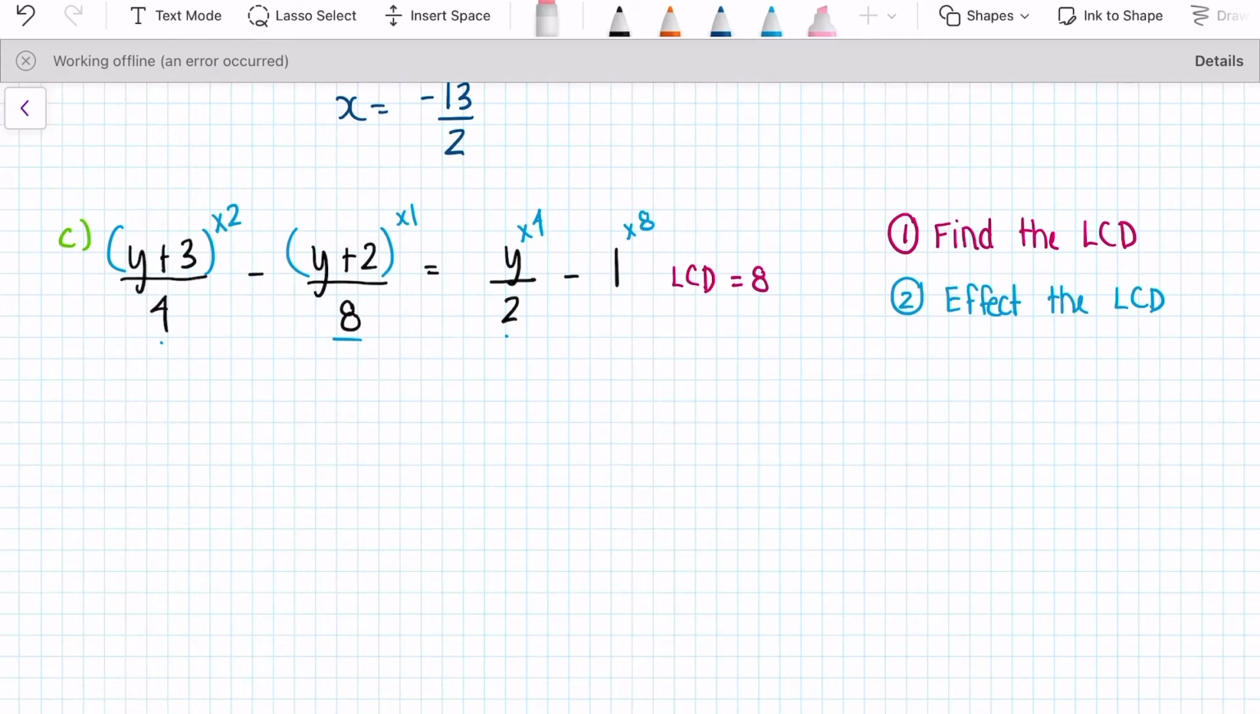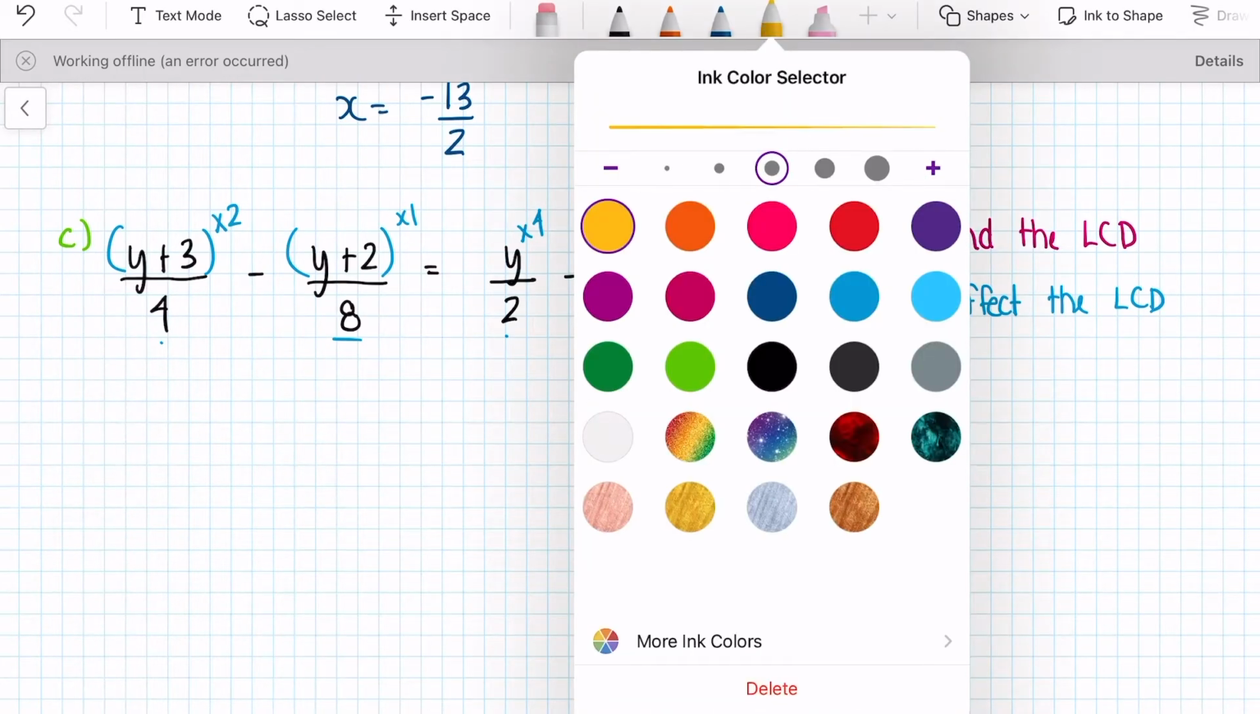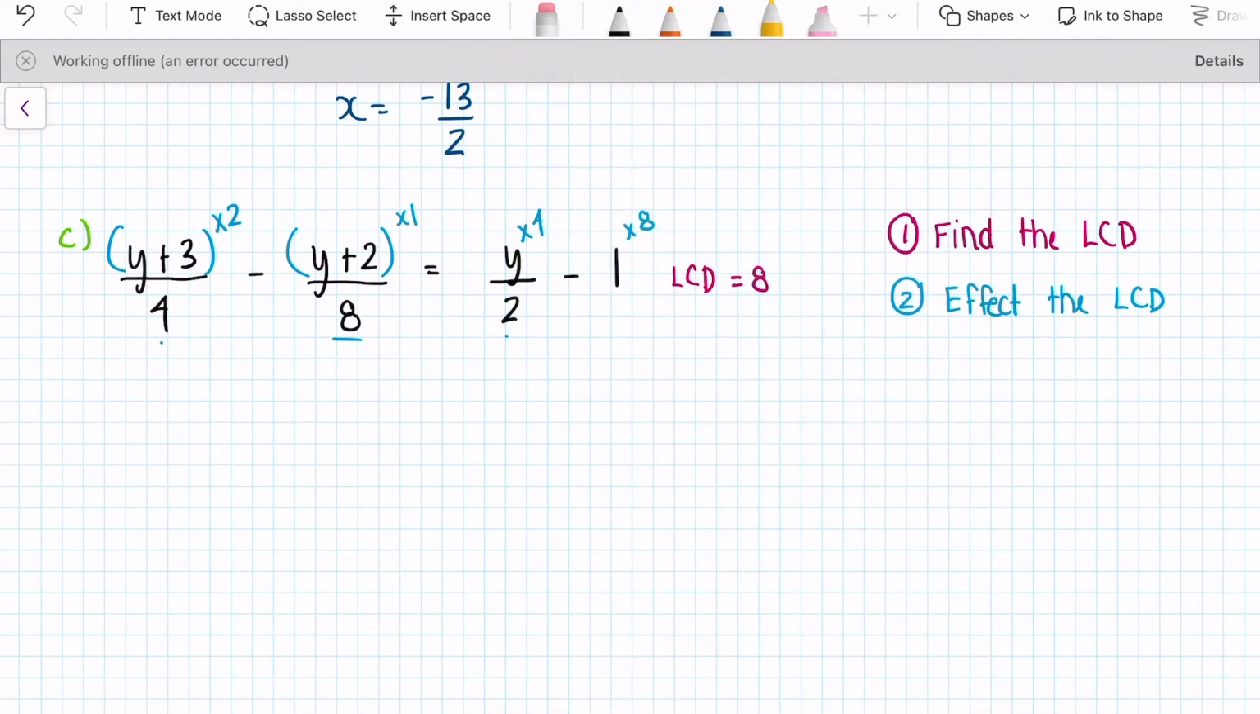Okay, please pay attention to those brackets. Very important to have them there. Okay, I don't want to see you dropping those brackets. And then the last step, also very important, some of you still are not applying that, is drop the LCD.